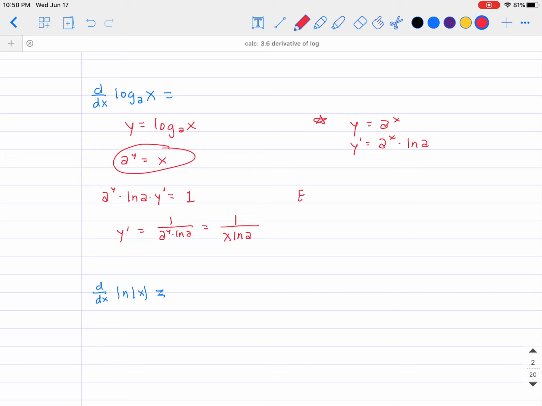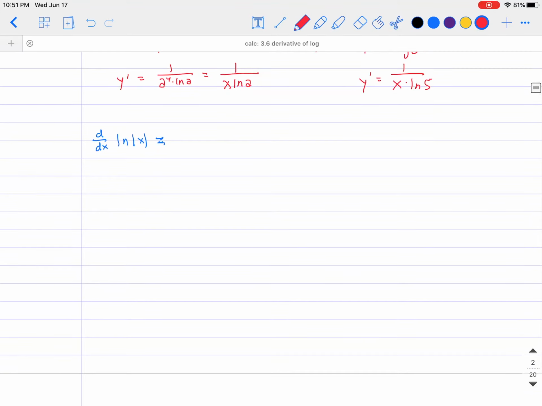Just to give a numerical example, so you can see how this works out, let's say we have y is equal to log base 5 of x. Then according to my derivation, y prime is going to be strictly 1 over x, just like ln of x. But the only difference now is that because of the log base 5, we multiply by ln of 5 in the denominator.